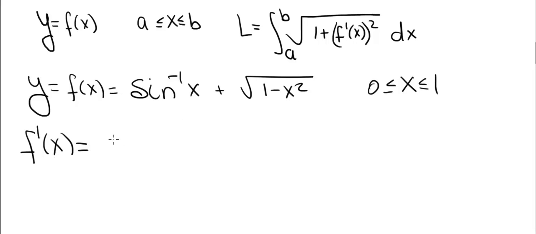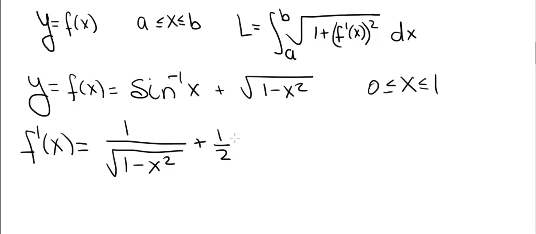The derivative of inverse sine is 1 divided by the square root of 1 minus x squared. The derivative of the square root of 1 minus x squared, since it's 1 minus x squared to the 1/2, is as follows. It's plus 1/2 times 1 minus x squared with a new power of minus 1/2, times the derivative of 1 minus x squared, which is minus 2x.